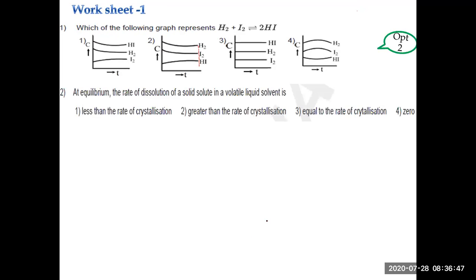Second question: at equilibrium, the rate of dissolution of a solid solute in a volatile liquid solvent is equal to what? Option C, because it is a physical equilibrium between solute and the solution. Always at equilibrium, they have given in the beginning itself. So it should be the rate of dissolution and the rate of crystallization. Both must be equal because it is equilibrium. Option 3.